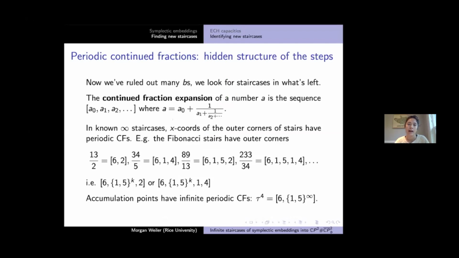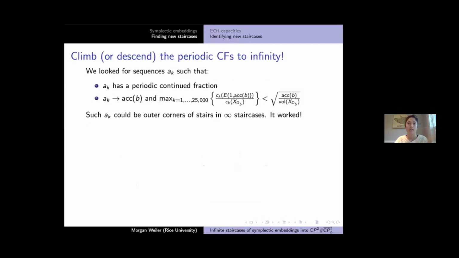The trick is, we know that in all known infinite staircases, the x-coordinates of the outer corners of the stairs have periodic continued fractions. Remember, the McDuff-Schlenk Fibonacci stairs have these outer corners given by ratios of Fibonacci numbers. If you look at the pattern of the continued fractions of these ratios, they all go 6, some number of 1, 5 repeating, and then either 2 or 1, 4 at the end. So what we did is we looked within the values of B that were left for sequences A sub k, where A sub k is a periodic continued fraction, and A sub k approached the accumulation point of B, where B is some value where the first 25,000 ECH capacities didn't rule out an infinite staircase.